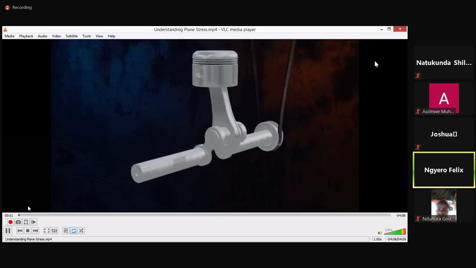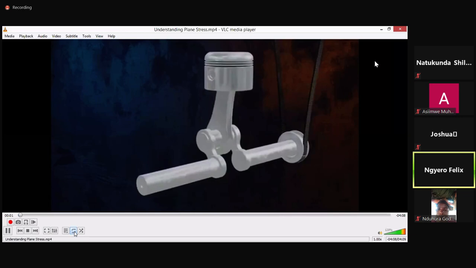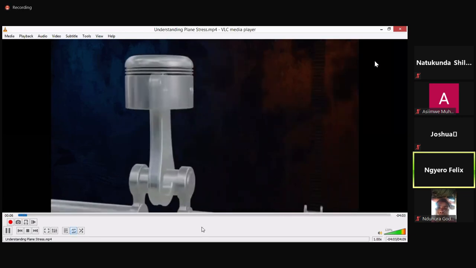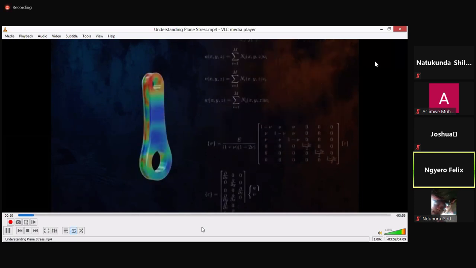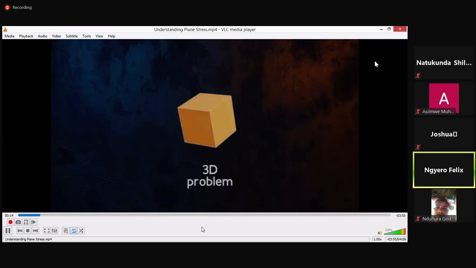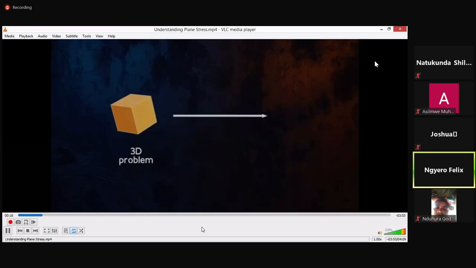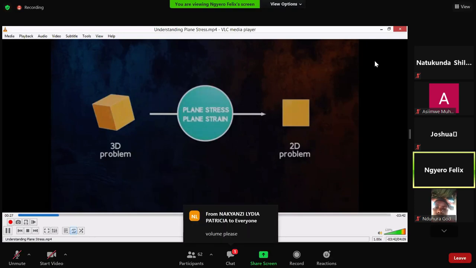Analyzing solid mechanics problems in three dimensions can be really hard work, and it can get very complicated very fast. Fortunately, in a lot of cases, there are some simplifications we can use to reduce a three-dimensional problem to a two-dimensional one, making it much easier to solve. The two main simplifications that are frequently used in solid mechanics are the plane stress and plane strain conditions. In this video, we're going to take a look at plane stress.